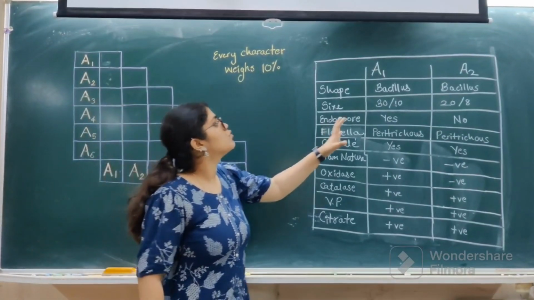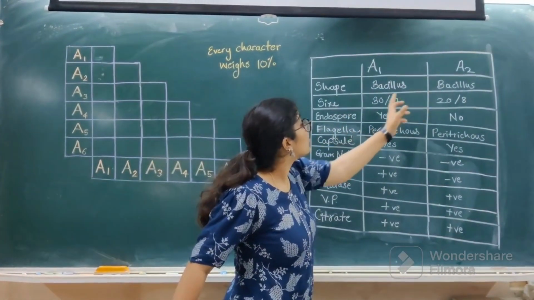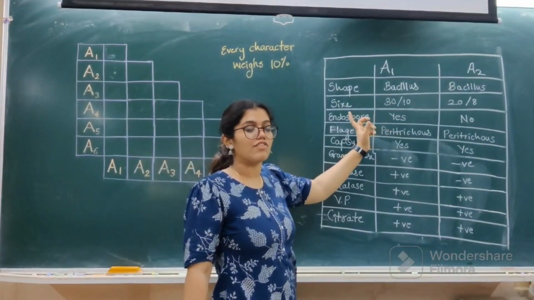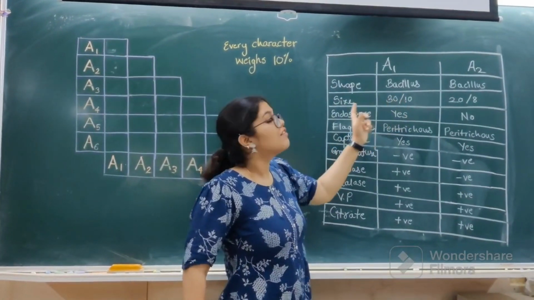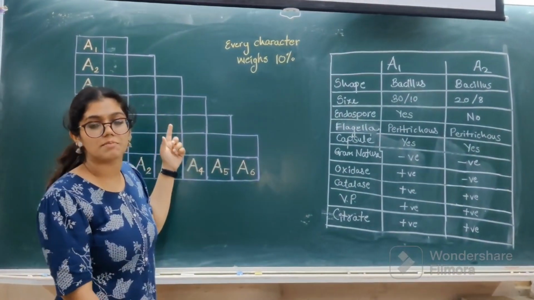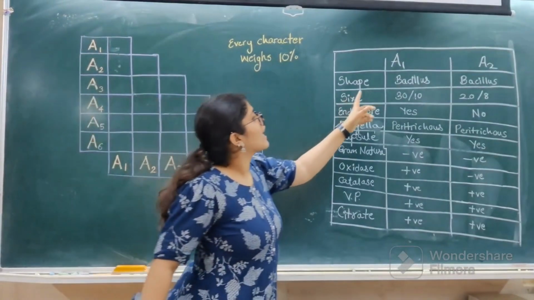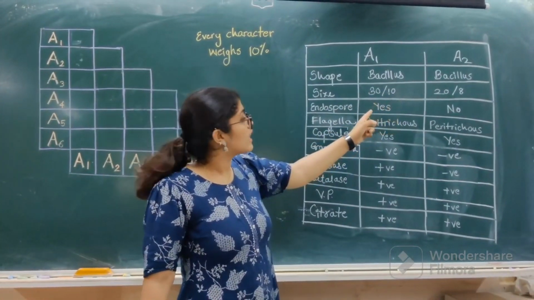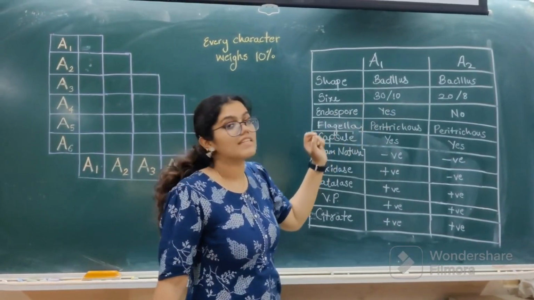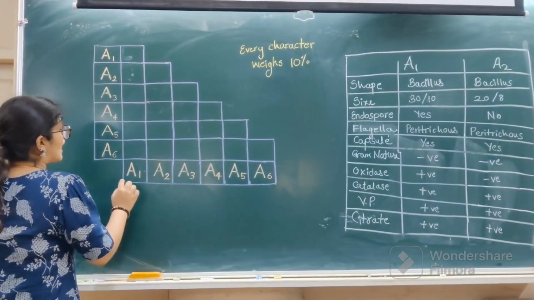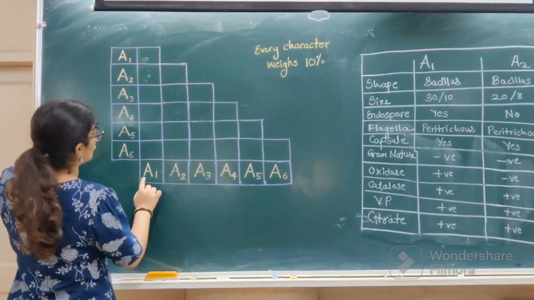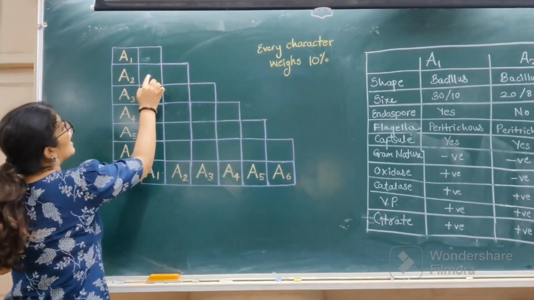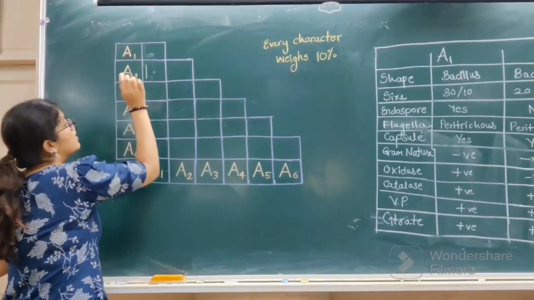We have taken 2 species, A1 and A2. For every similar character, we will draw one line in the respective coordinate. So, for A1 and A2, the shape is bacillus and bacillus. That is, the character of both of them is similar. So, we draw one line in the respective matrix. So, A1 and A2, there is one line.